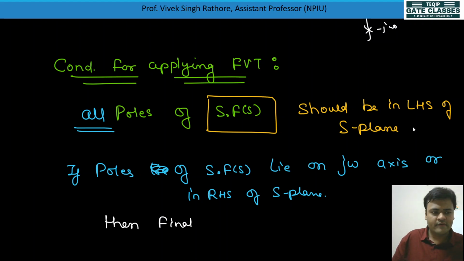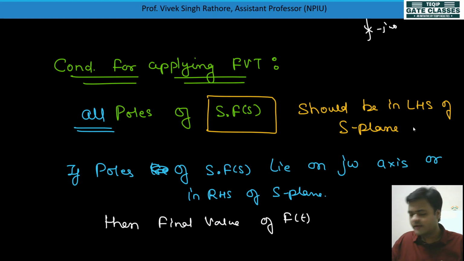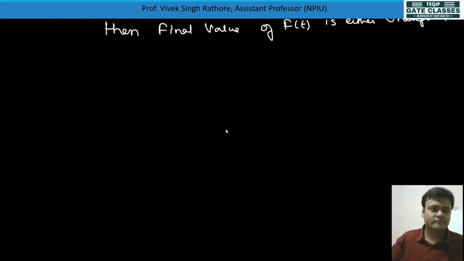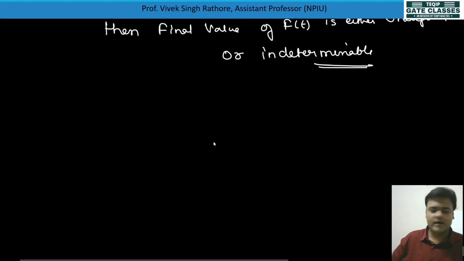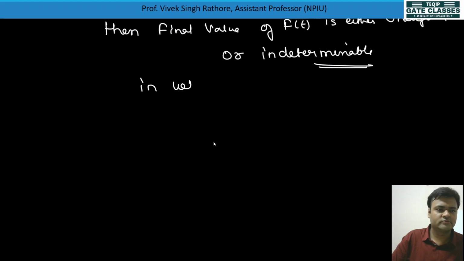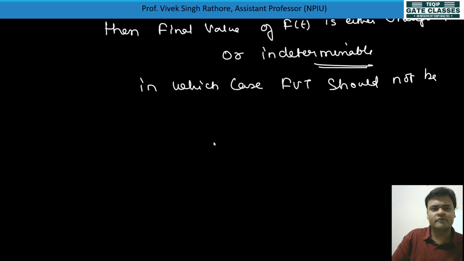the final value of f of t is either undefined or indeterminable, in which case the final value theorem should not be applied. Instead of should not, I will write cannot be applied, right?